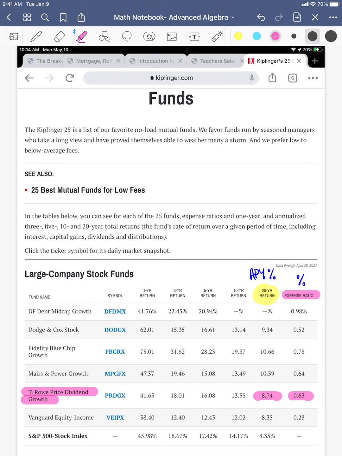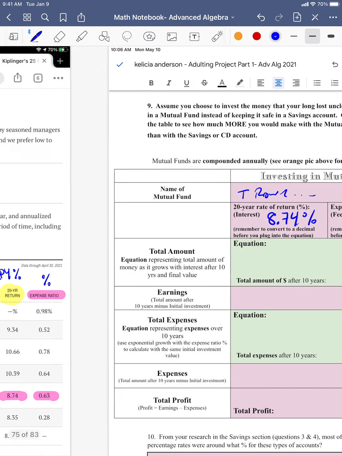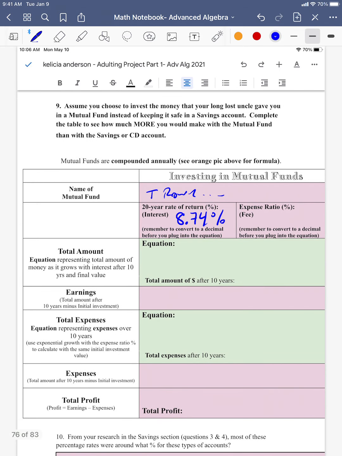So what you're going to do now is you're going to go back to the document, okay? Write in the name of the mutual fund that you just chose. So like T. Rowe, whatever it is. The 20-year rate of return was 8.74, and you're writing a percent sign with that because that is a percent, so you must put the percent sign. The expense ratio was 0.63, and again, that is a percent, so I put the percent sign with that.